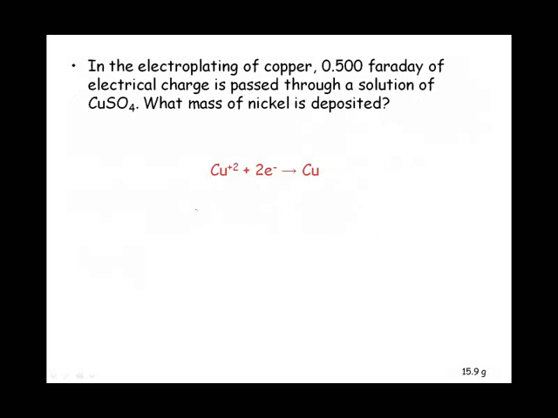Okay, here's another one. In the electroplating of copper, a half a Faraday of electric charge is passed through a solution of copper sulfate. What mass of copper is deposited? So remember, a Faraday is the charge associated with 1 mole of electrons, right? So if I have a half a Faraday, copper plus 2 electrons. I don't know why it said nickel; this should be copper. And I've got the copper equation.